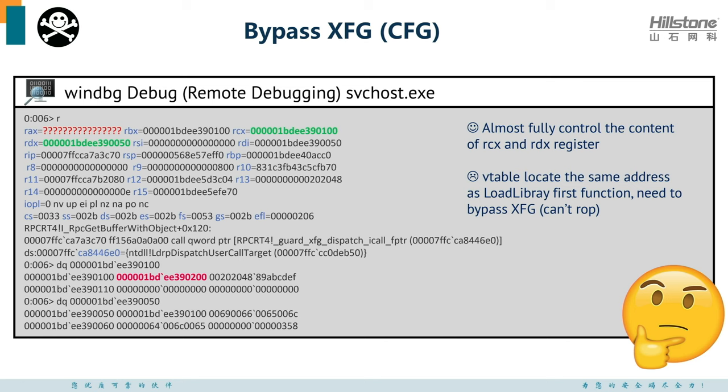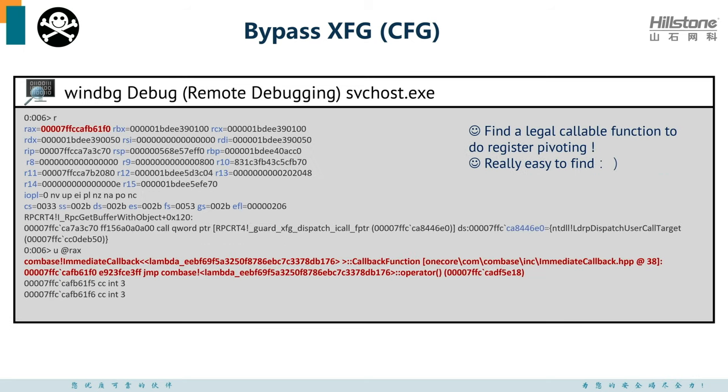The first vtable entry is what I actually want to load, directly calling LoadLibrary. But you can see the vtable and the first parameter overlap, so we cannot directly call LoadLibrary. But we can always find a way. If I can't directly call LoadLibrary, I can find a legal callable function to do register pivoting.